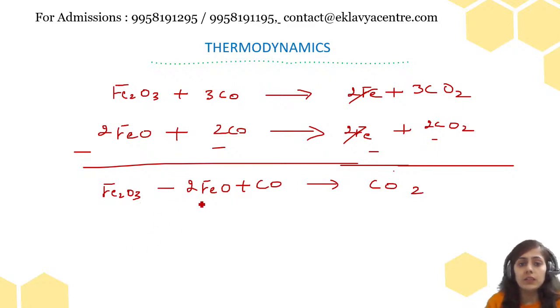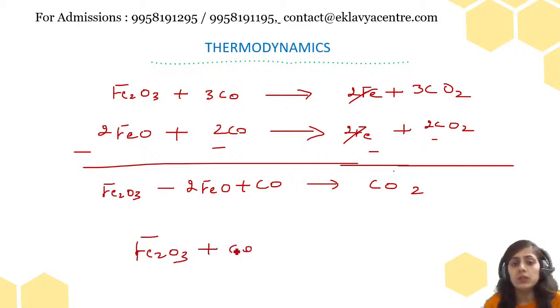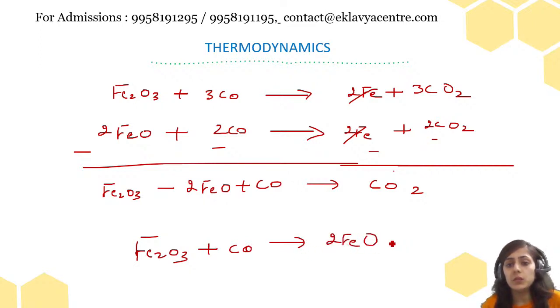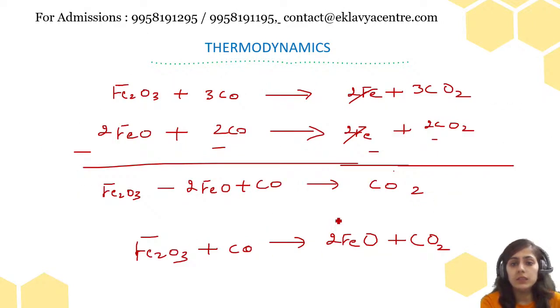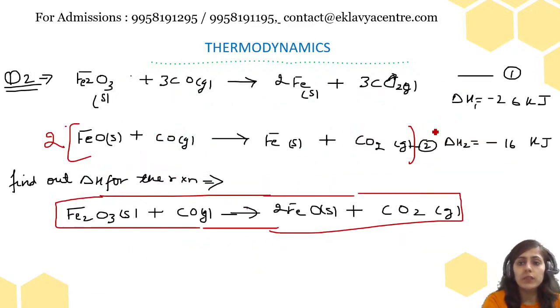And if I take this FeO on the right hand side, we'll get Fe2O3 plus CO will give us twice FeO plus CO2. Yes, so this is our net equation. So now we have got our net equation. Now we have to play with the values of delta H1 and delta H2.